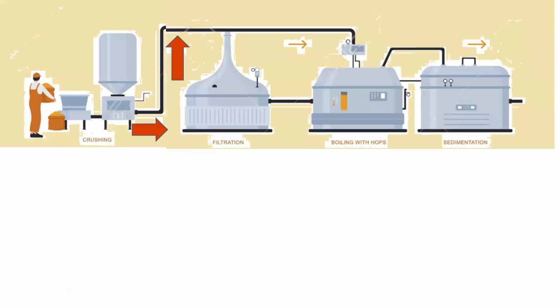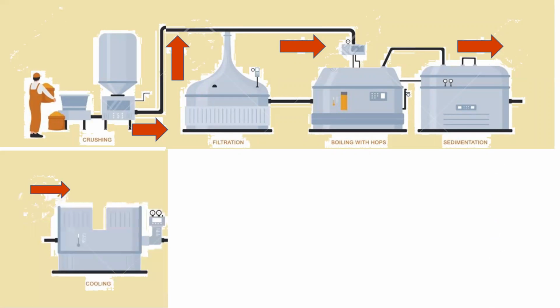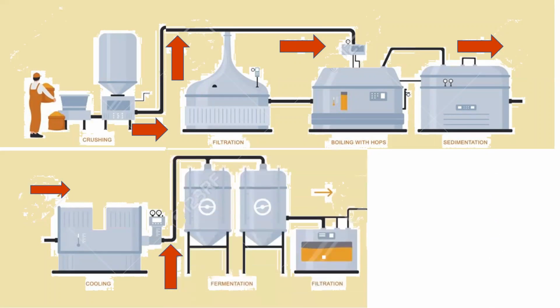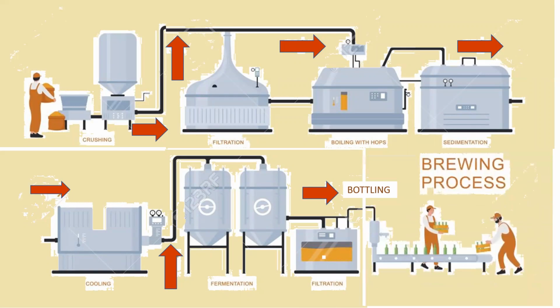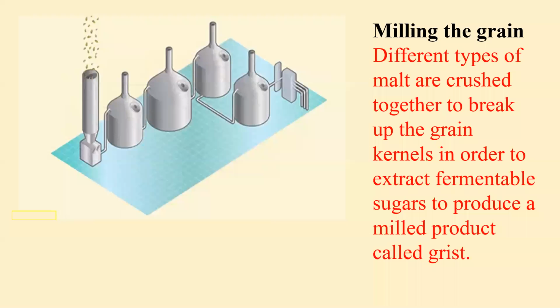So the first process of brewing involves the crushing of the malt seeds, then the filtration, then boiling with hops and sedimentation, then cooling, and finally the fermentation and bottling. So this is the main essence of the brewing process.